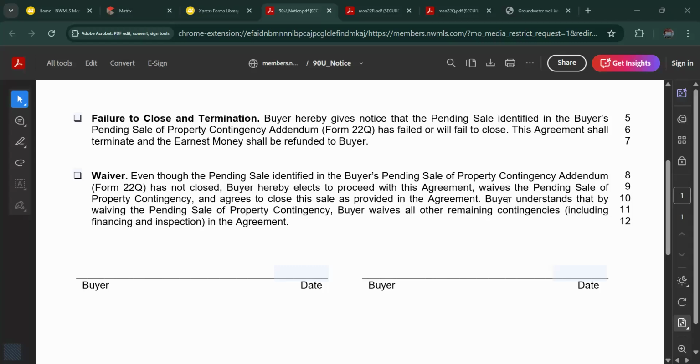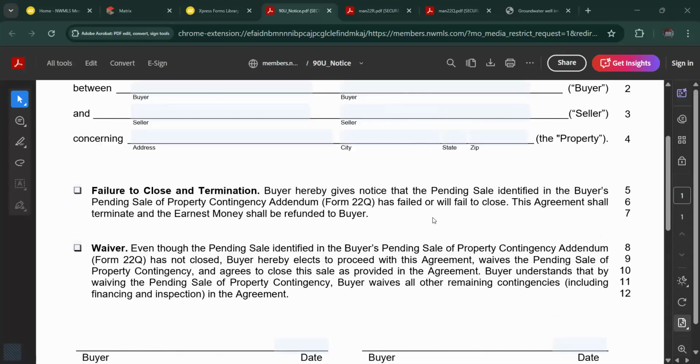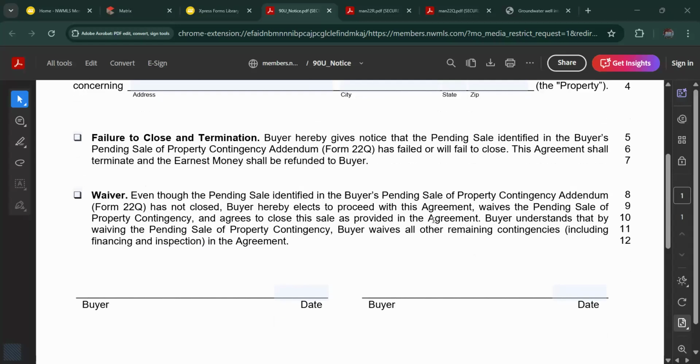But the point is, once they've already accepted the 22Q, this waiver is a notice. It isn't anything the seller gets to say yes or no to. Look, do you see seller signatures on there at all? Nope. At the beginning, this is a conversation with the buyer.